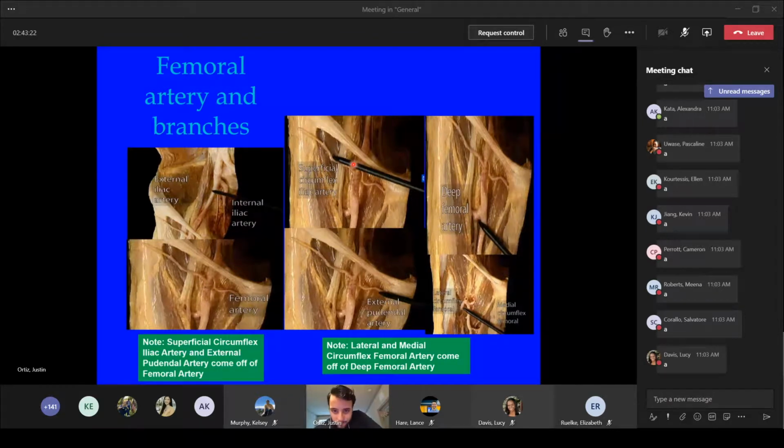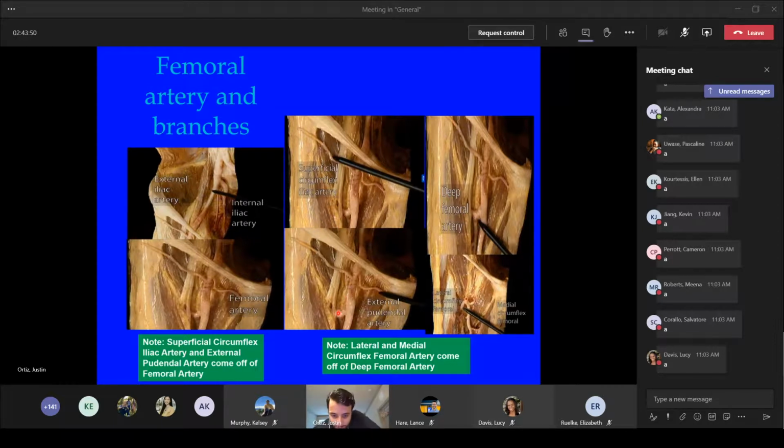So right here, here's your superficial circumflex iliac, and here's going to be your external pudendal artery. Remember, the external pudendal artery comes off your femoral artery, yes. So your superficial circumflex iliac artery as well as your external pudendal artery are all going to come off of your femoral artery, right? So this is still your femoral artery.